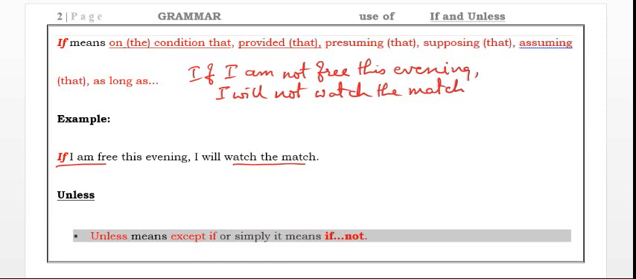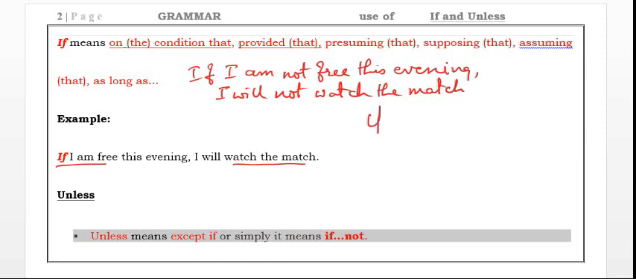There is a condition over here that if it is in this way, then it will be this. That means if I am free, I will watch the match. If I am not free, I will not watch the match. So over here, our two rules are there which we need to remember.